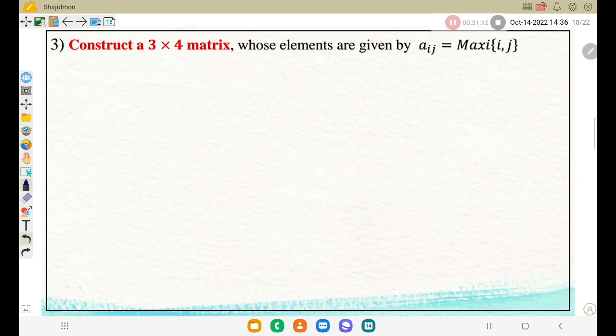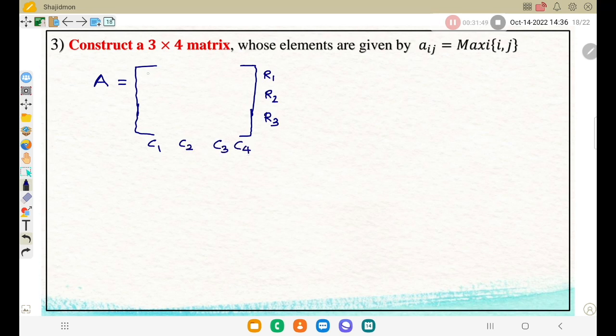Now we will go to question number 3. Construct a 3 by 4 matrix. Here 3 by 4 matrix, okay. So A equals a matrix, we can write 3 by 4. 3 by 4 means we have 3 rows: row number 1, row number 2 and row number 3, correct? We need to find 3 rows here because it is a 3 by 4 matrix. And how many columns? 4 columns, okay. Column number 1, column number 2, column number 3 and column number 4.